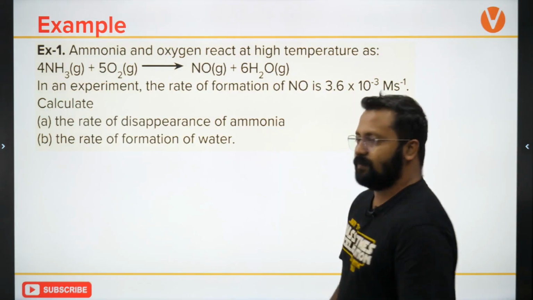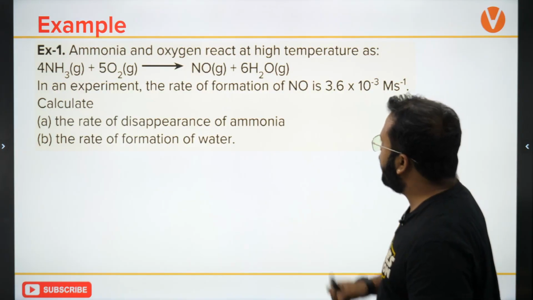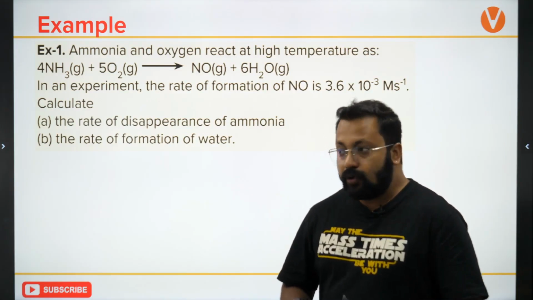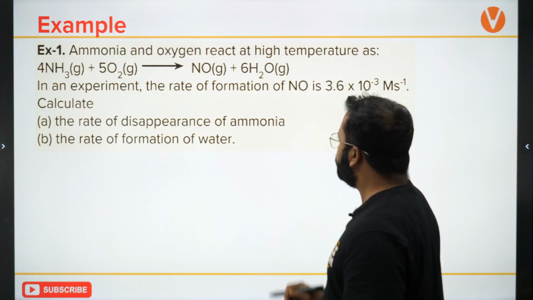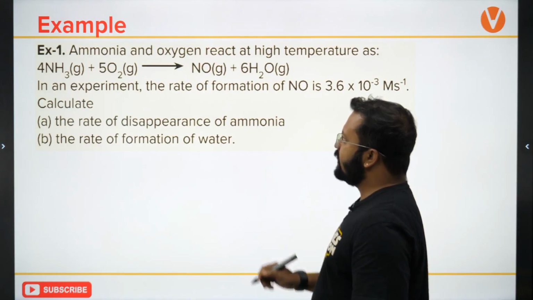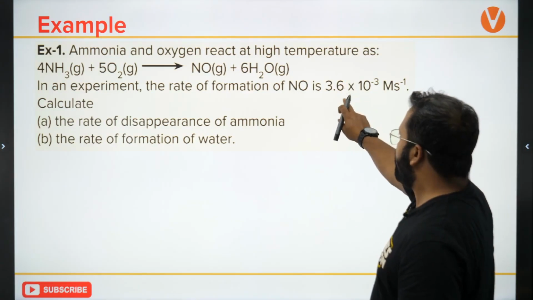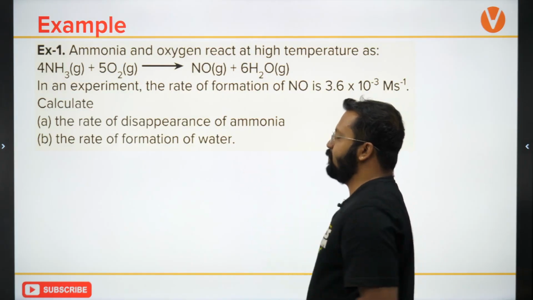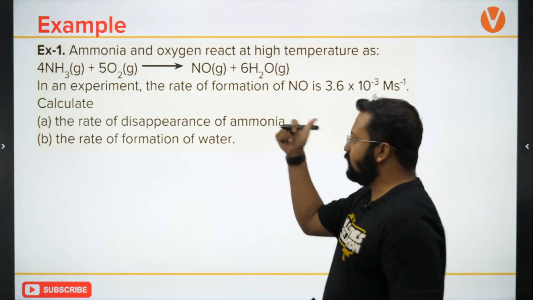The example is this. Okay, let's read the question. Ammonia and oxygen react at high temperature in the following manner. 4 moles of ammonia react with 5 moles of oxygen to give 4 moles of NO and 6 moles of H2O. In an experiment, the rate of formation of NO is given as 3.6 times 10 raised to minus 3. We have to calculate the rate of disappearance of ammonia.